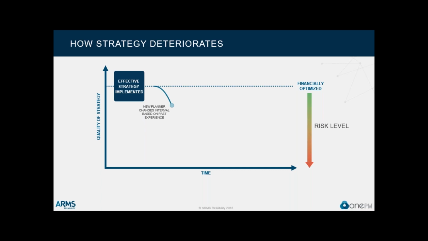And in most organizations, they have the capability to make changes to the strategy, make changes to task intervals. And they do that based on their past experience without really doing the financial optimization, without really doing the true reliability engineering that needs to be done to adjust task intervals, which can have a significant impact on performance.